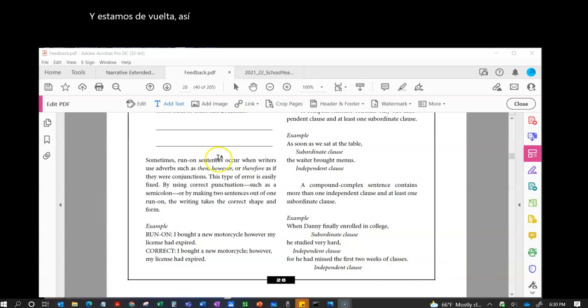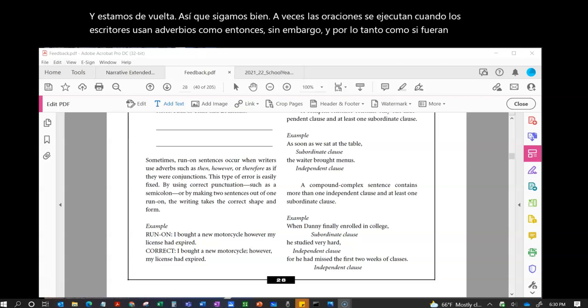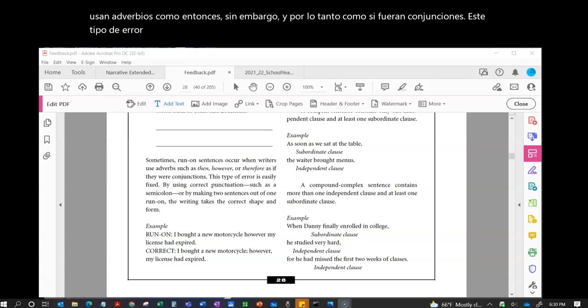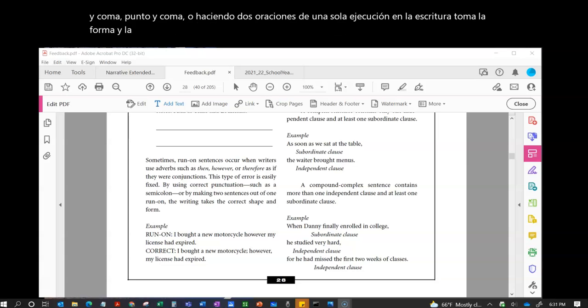All right, sometimes run-on sentences occur when writers use adverbs such as then, however, and therefore as if they were conjunctions. This type of error is easily fixed by using correct punctuation such as a semicolon, or by making two sentences out of one run-on. The writing takes the correct shape and form. So let's look at an example here, okay?